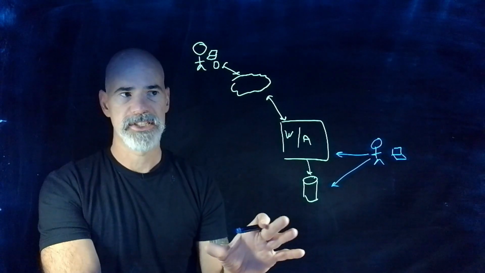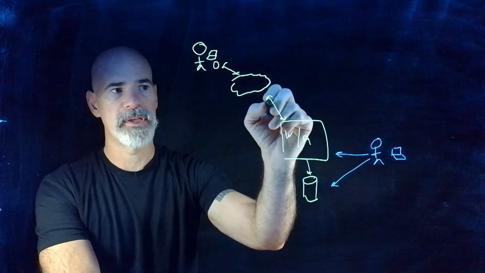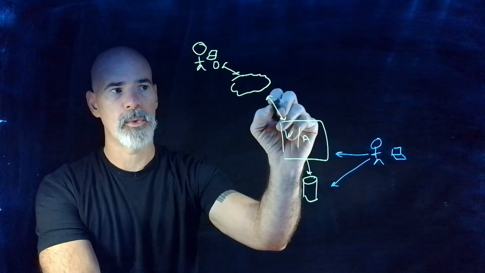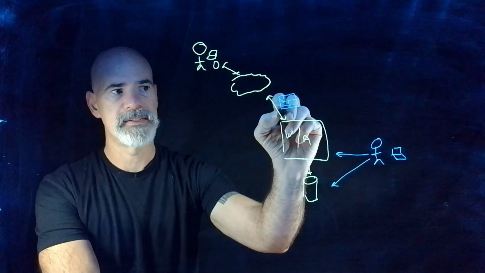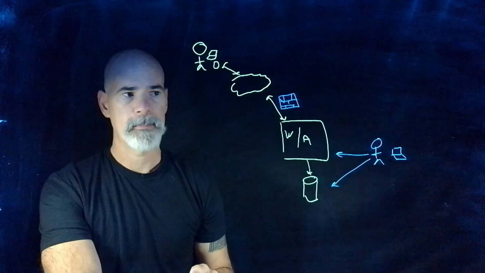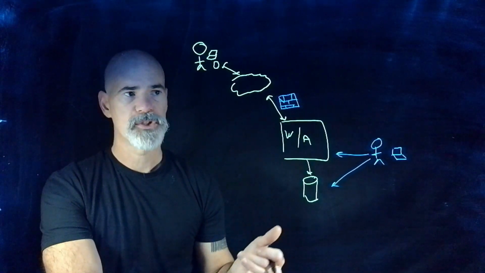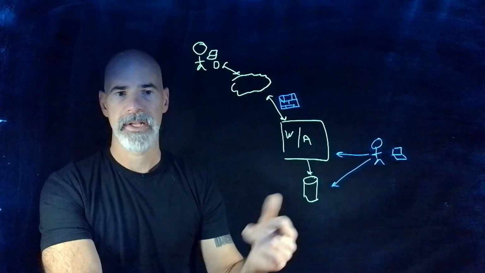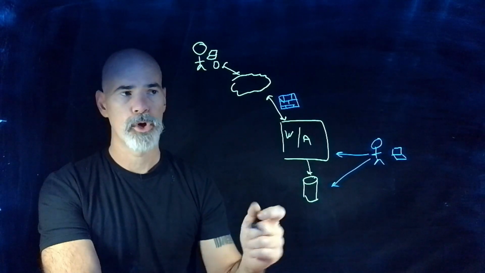Now, every organization is going to look slightly different, but what we're going to start out with is a basic firewall. So we're going to have a firewall here that is going to be between our end users and our application. And that firewall is going to help stop things like denial of service attacks. It's going to look at the network traffic and ensure that the traffic coming in looks appropriate.